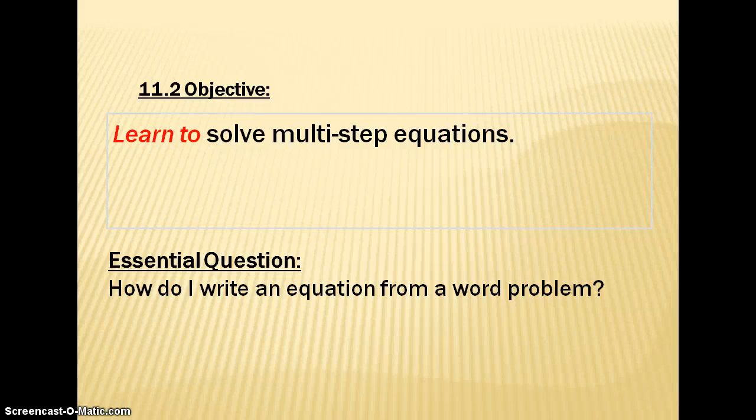Welcome to Chapter 11, Section 2. Our objective is to learn to solve multi-step equations. And our essential question: how do I write an equation from a word problem? Both of these are things we're going to continue to work on in Chapter 11.